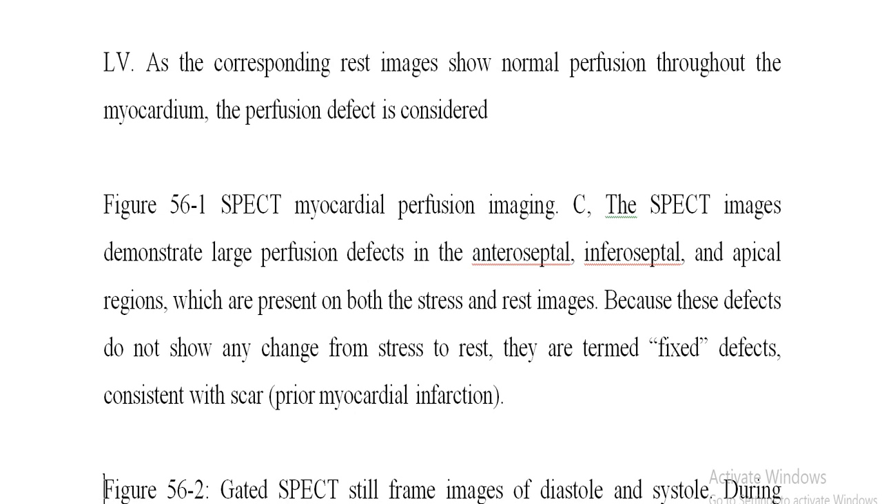Figure 56-1, SPECT myocardial perfusion imaging. C. The SPECT images demonstrate large perfusion defects in the anteroseptal, inferoseptal, and apical regions, which are present on both the stress and rest images. Because these defects do not show any change from stress to rest, they are termed fixed defects, consistent with scar from prior myocardial infarction.